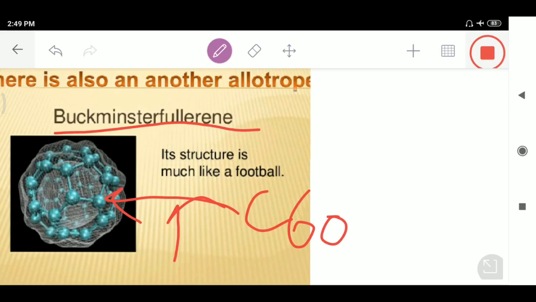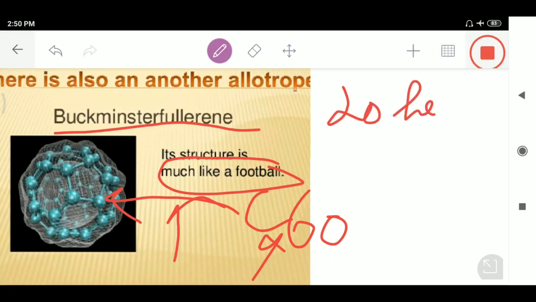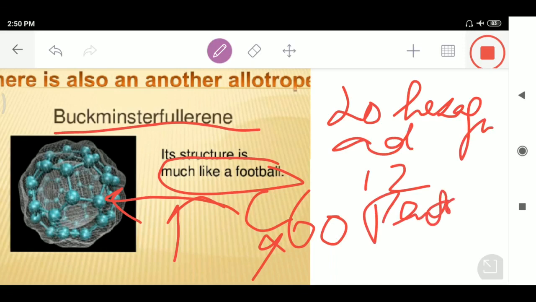One more thing I would like to add here, that this Buckminster Fullerene is a football-shaped spherical molecule in which 60 carbon atoms are joined in interlocking hexagonal and pentagonal rings of carbon atoms. I told you in the last lecture that there are almost 20 hexagons and 12 pentagons of carbon atoms in one molecule of a Buckminster Fullerene.